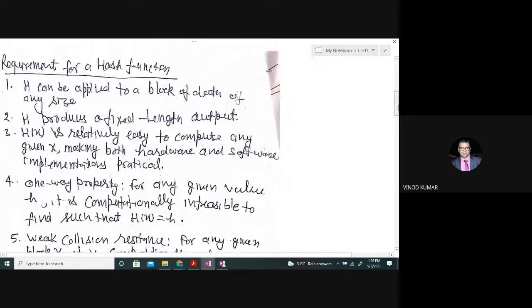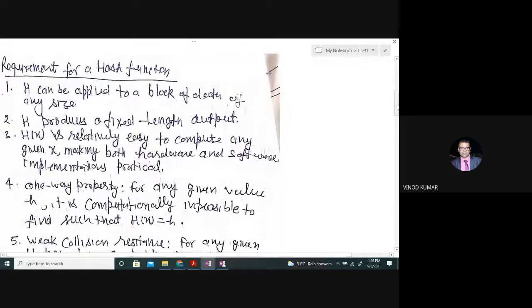They are the only three and four requirement. Okay, say the first requirement is H can be applied to a block of data of any size. Okay, this is the requirement. Again, H means hash function must produce a fixed length output by definition. Third is Hx is relatively easy to compute for any given value x, making both hardware and software implementation practical.